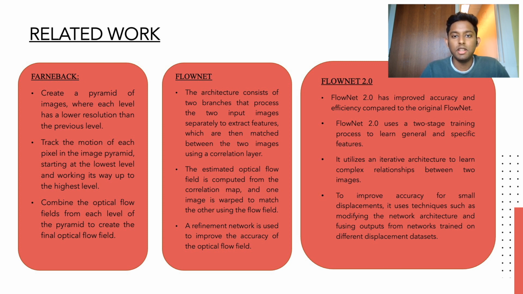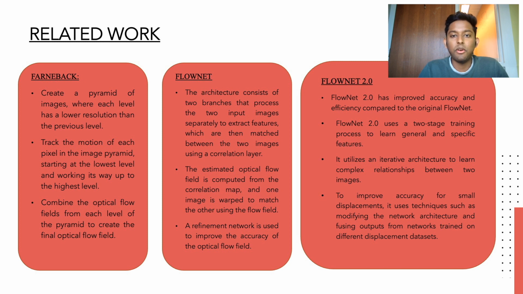Coming to FlowNet, it is a CNN model for optical flow estimation. It consists of two branches. The first branch processes the first input image to extract the features. The second branch processes the second input image to extract the features. The features in both the branches are then matched to each other using the correlation layer. The estimated optical flow field is computed from the correlation map. The refined version of this network is used to improve the accuracy of the optical flow field.